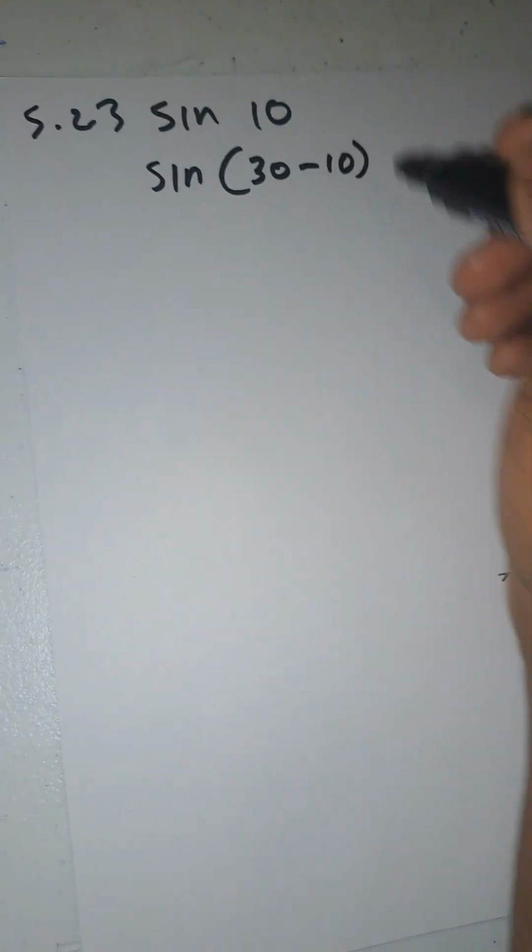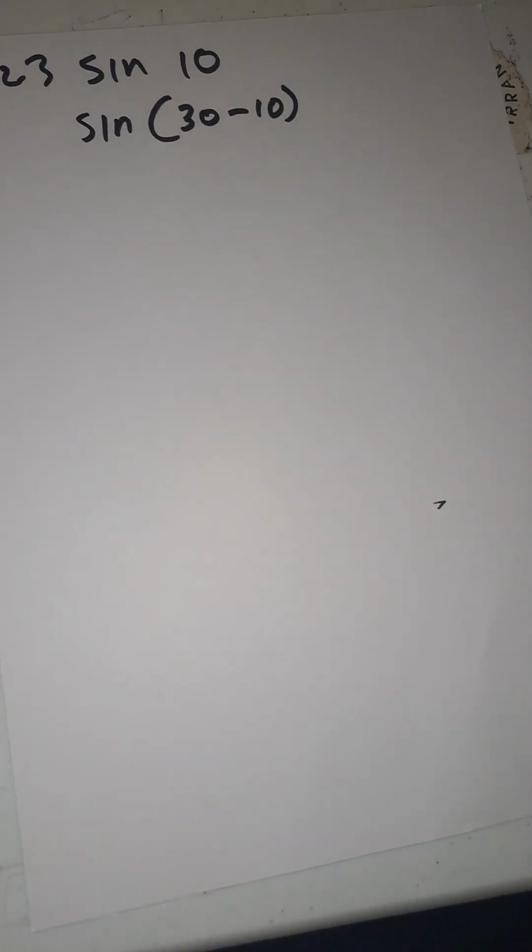Now let's go to the next one. It is saying sine 10, right? So now let's go. I have my number C, 5.2.3, sine 10. Since I have my 20 there, the special angle that is closer to 20 is 30. So what I will do is say sine of 30 minus 10. You see? That's what I'm going to say, and then it's going to be equal to.